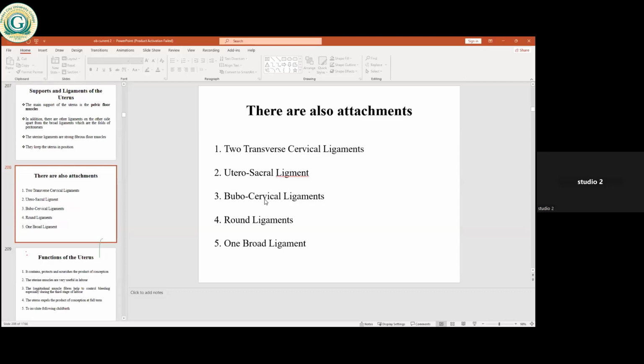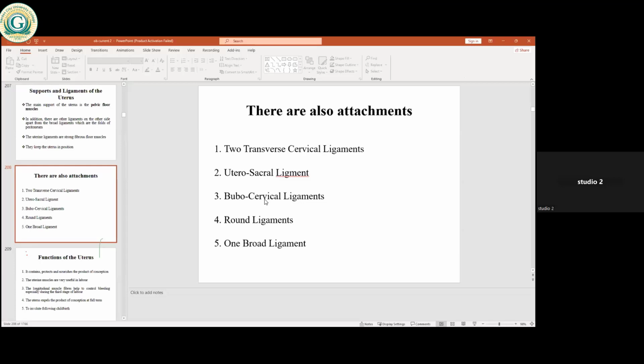We have the transverse cervical ligaments, uterosacral ligaments, pubocervical ligament, round ligament, and broad ligament. When we do the pelvis, you will understand all these things, and when you get to it, you will understand.